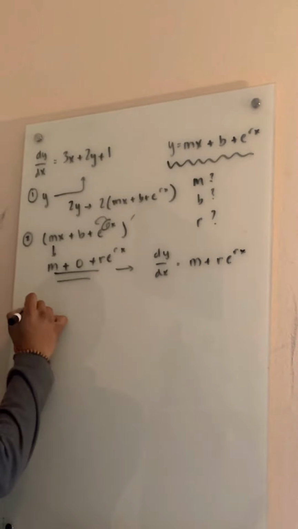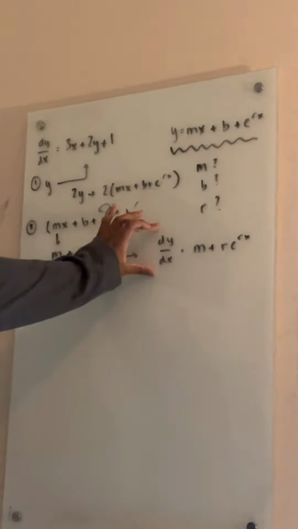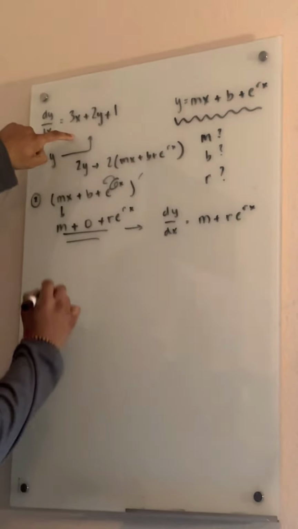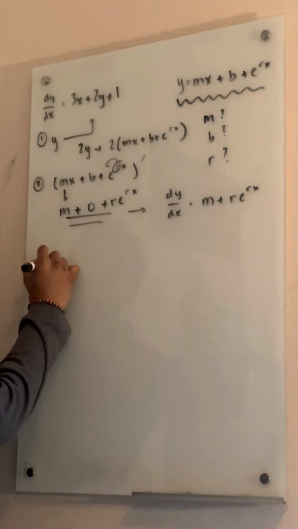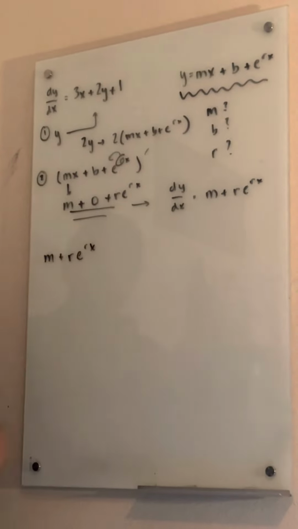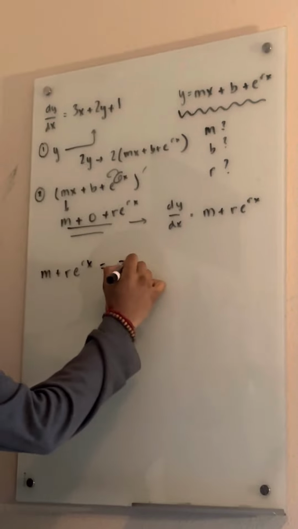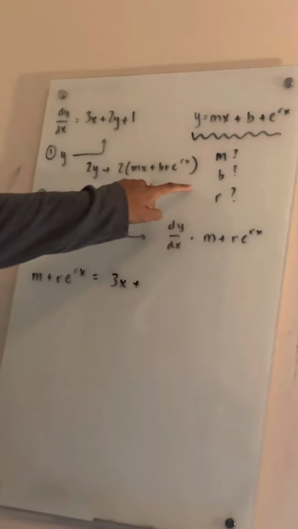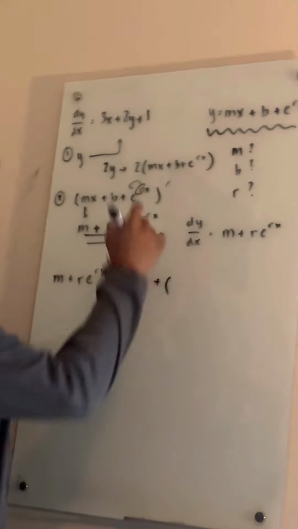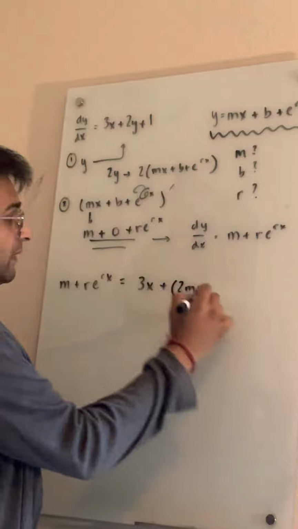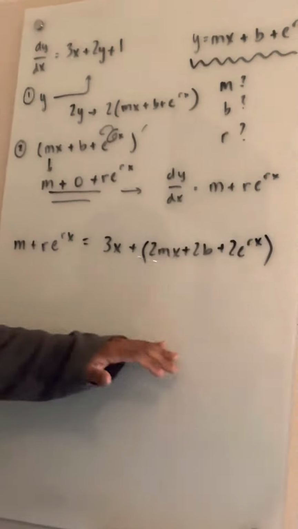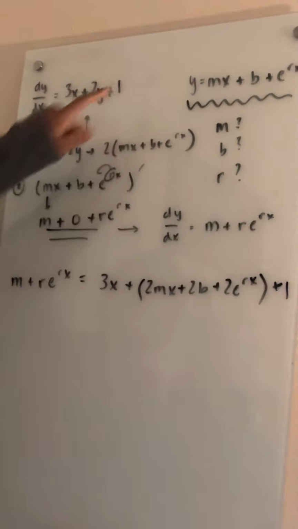Okay, so now if I put everything together, I'm going to plug in m plus r e to the rx instead of dy over dx, which is equal to 3x plus 2 times this whole thing. So I'm going to go ahead and distribute. We have 2mx, 2 times b is 2b, 2 times e to the rx is 2e to the rx. And then we have the plus 1 at the end from the original equation.